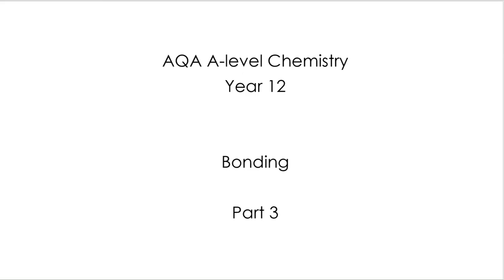This is AQA A-Level Chemistry. We're on the Year 12 topic of bonding, and this is part 3 of the topic. In this section, we're going to revisit the key principles of metallic bonding from GCSE Chemistry. As always, I'm going to recommend that you pause, try the activities as you go, and then once you have tried it, you can see what's gone well and what you might need to develop.